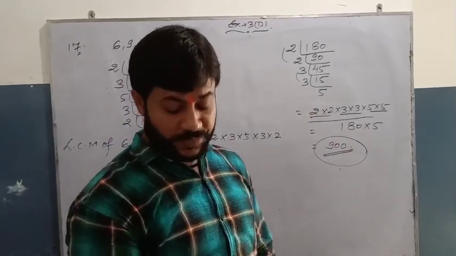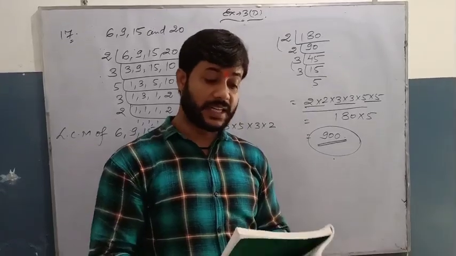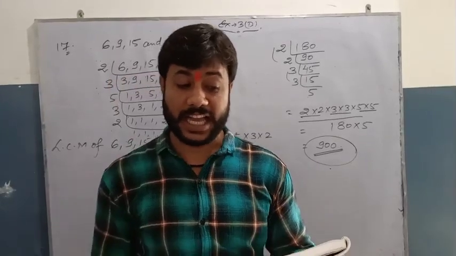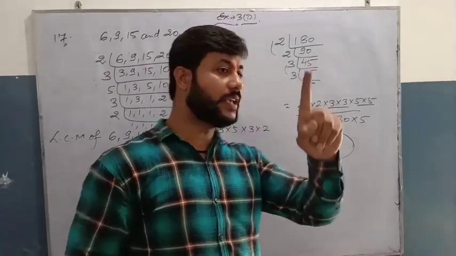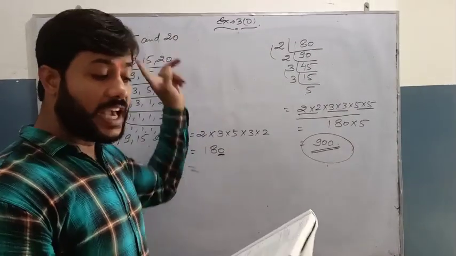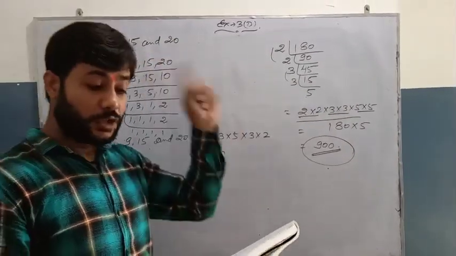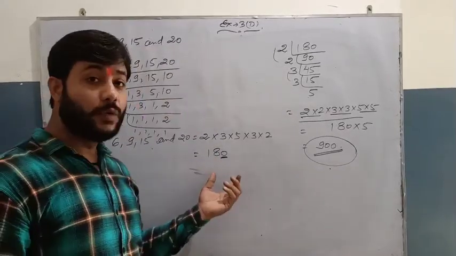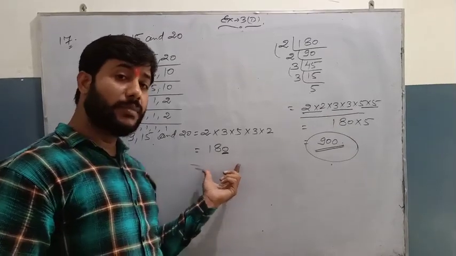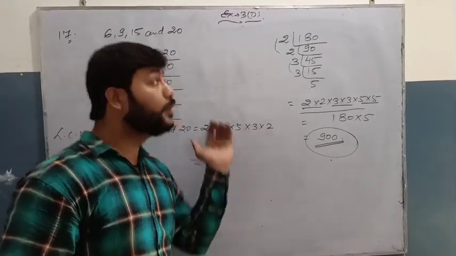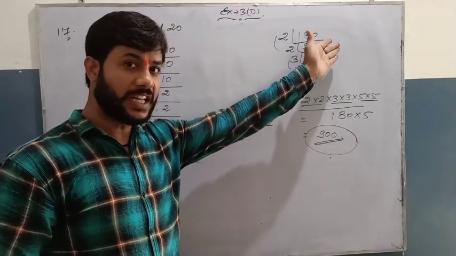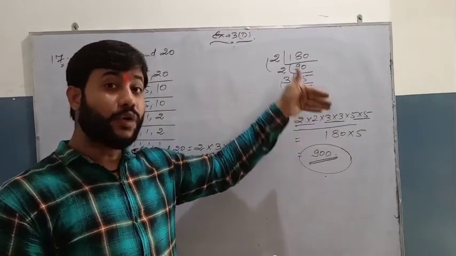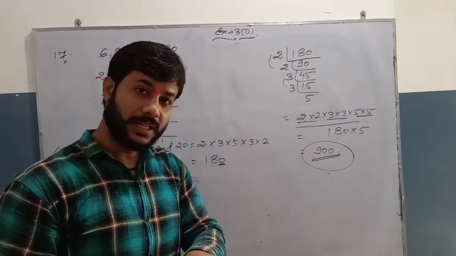Now my dear students, question number 18. Find the least square number which is exactly divisible by each of the numbers 8, 12, 15 and 20. You will do the same process as we have done here. You will get the LCM of the given numbers. Then you will see whether the LCM is a perfect square or not. So you will go for prime factorization, and you will make it a perfect square by multiplying or dividing. Here you will get it.